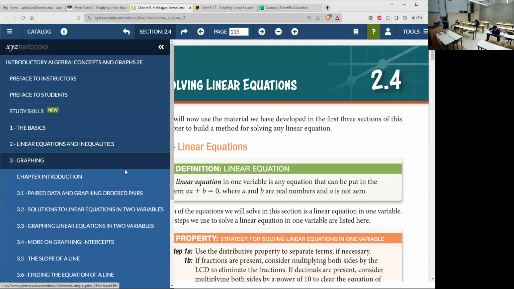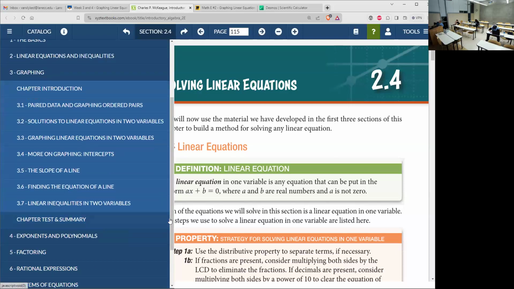And then in chapter 3 with graphing, it talks about coordinate pairs, solutions to the equations, how to graph them, and then more about intercepts and slope. Can you find the equations? And again, with inequalities, y greater than 3x plus 4, don't worry about the inequalities. That's just how textbooks are.